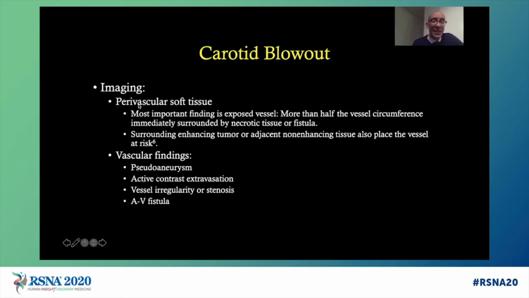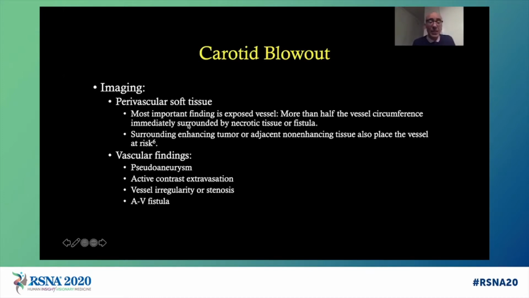When we're evaluating this, we want to look at both the perivascular soft tissues as well as the vessels. So in the perivascular soft tissues, the most important finding is an exposed vessel. Is a substantial portion of that vessel immediately surrounded by necrotic tissue or exposed to a pharyngocutaneous fistula? And then surrounding enhancing tumor or adjacent but not completely surrounding non-enhancing necrotic tissue also places the vessel at risk.